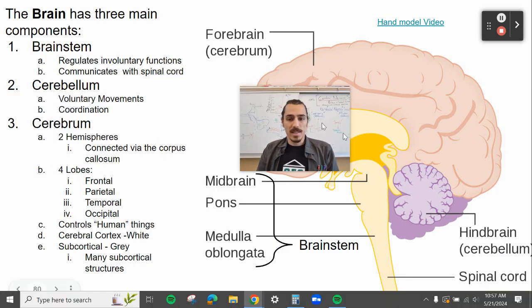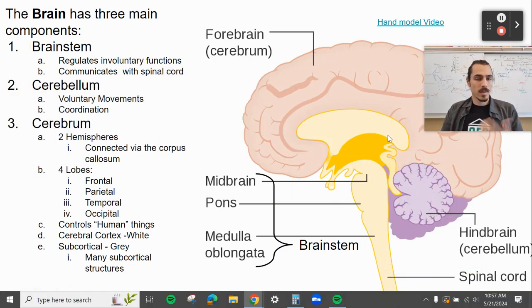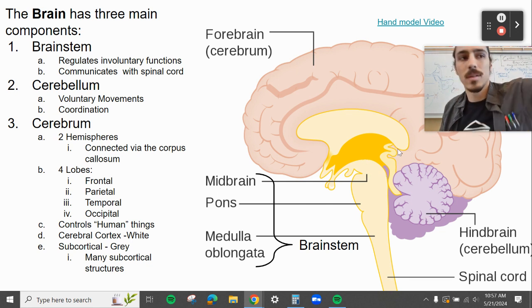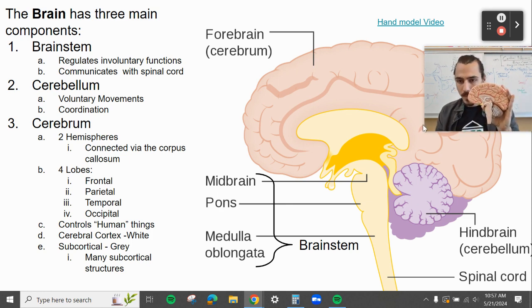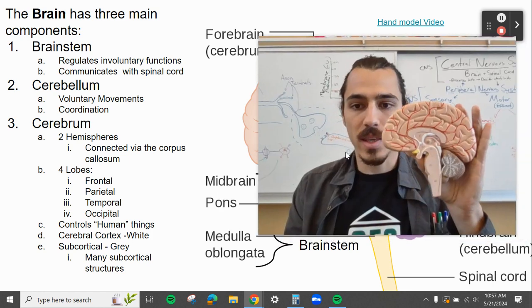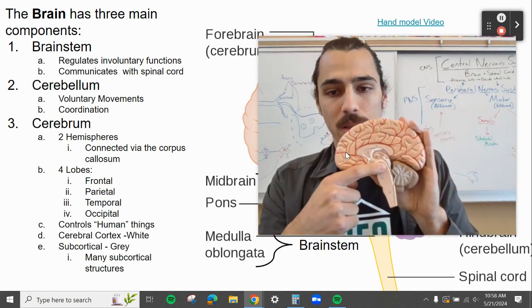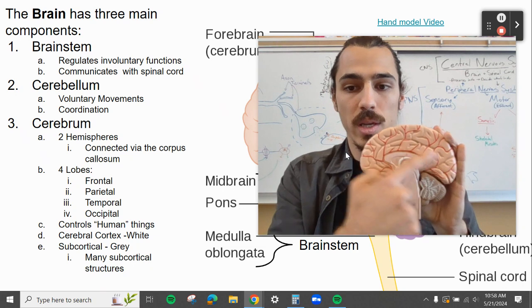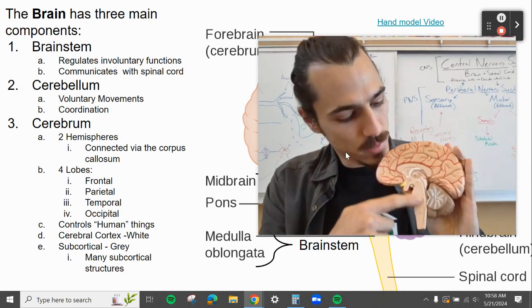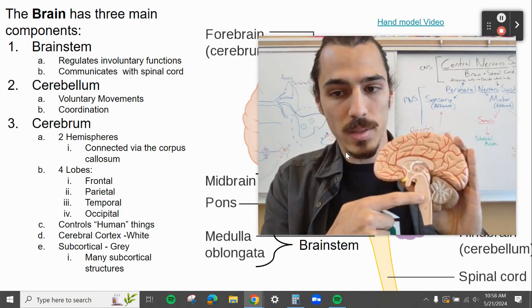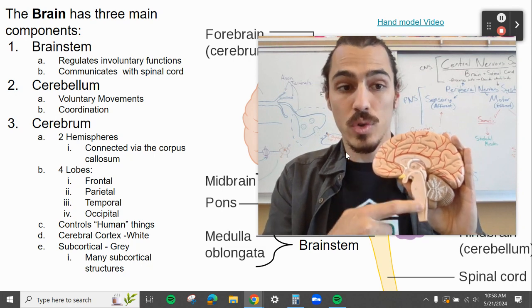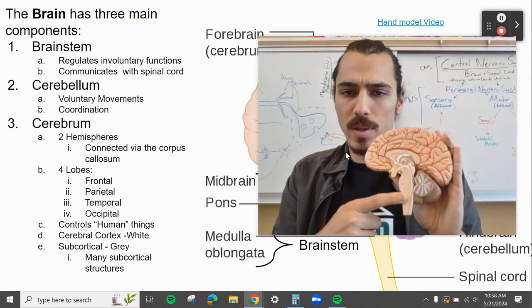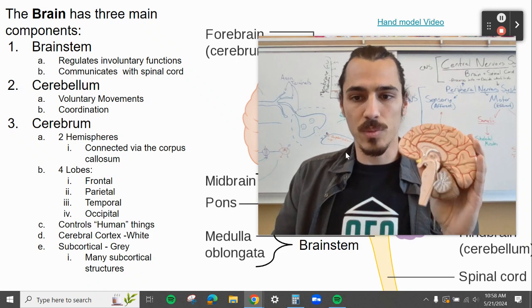Okay, next thing we need to know is the major divisions of the brain. Your brain is made of 3 major parts: the brainstem, the cerebellum, and the cerebrum. Here's what you need to know. The brainstem is made of the midbrain, the pons, and the medulla oblongata, and it is in control of your involuntary movements, stuff like peristalsis, your smooth muscle contraction.